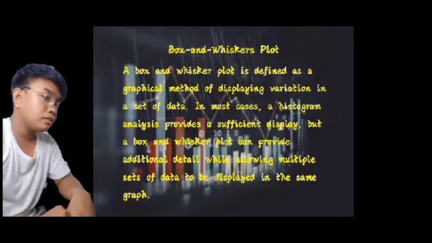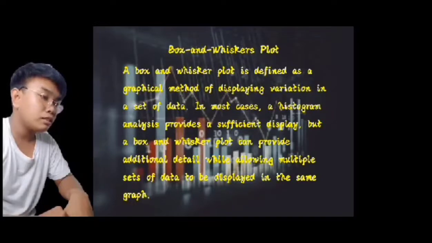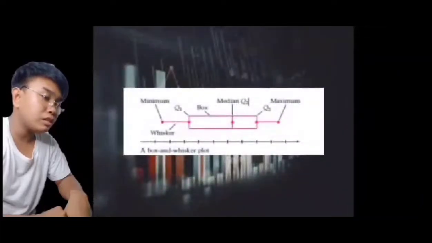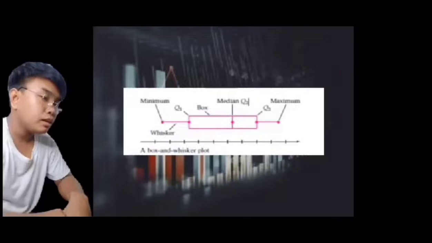Box and whiskers plot. A box and whisker plot is defined as a graphical method of displaying variation in a set of data. In most cases, a histogram analysis provides a sufficient display, but a box and whisker plot can provide additional detail while allowing multiple sets of data to be displayed in the same graph. This is the box and whiskers plot.